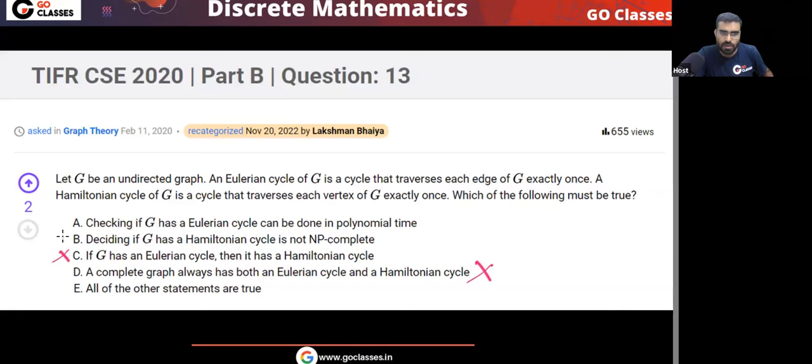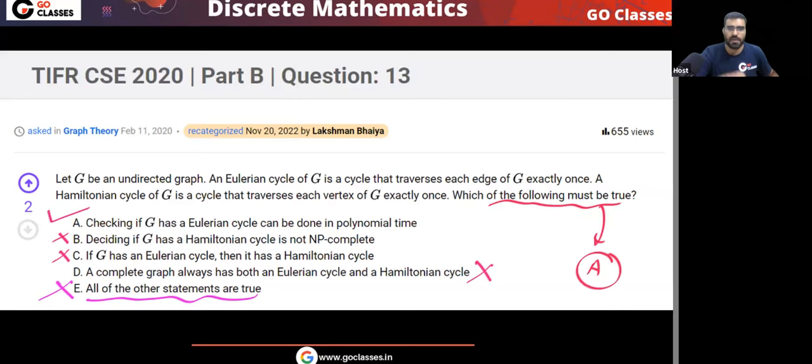So you can easily see that option D is wrong. Option C is wrong. Option B is wrong. Option A is correct. All statements are true is also wrong. So what is the answer for this question? The question is asking what must be true. The answer will be option A. Is this clear? This is TIFR 2020. So simple. Agree? Let's move on.